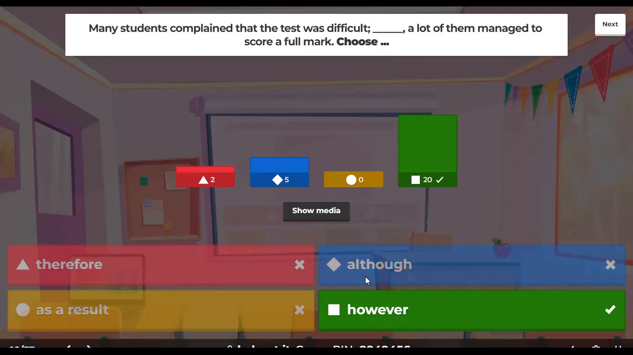Although is a connector. If you use although, what will happen? You will have two connectors. You will have the semicolon, which is a connector, and you will have although, another connector. And the rule says you can never use two connectors to join two clauses. It must be only one connector. Is it clear? Clear. Okay, cool.